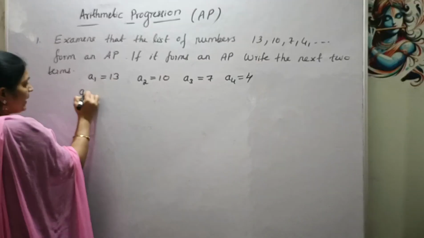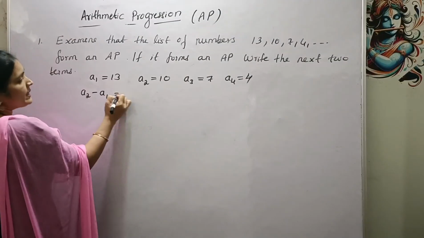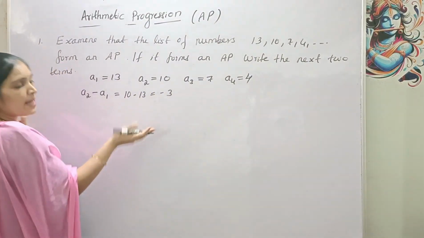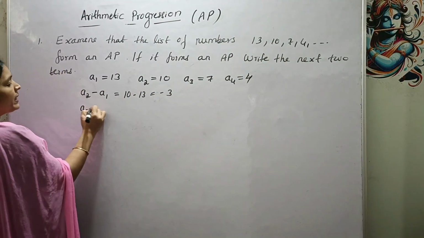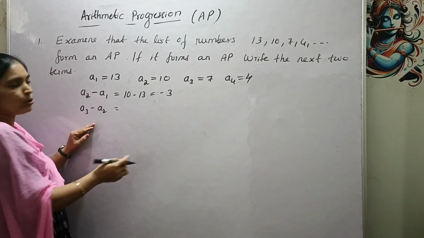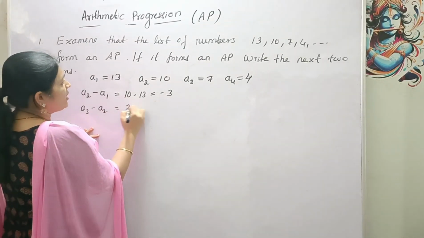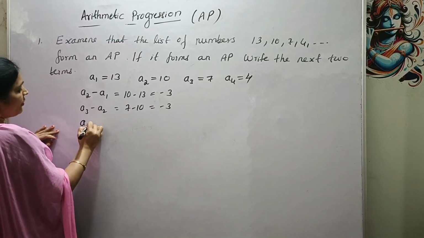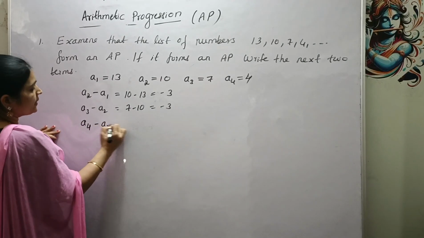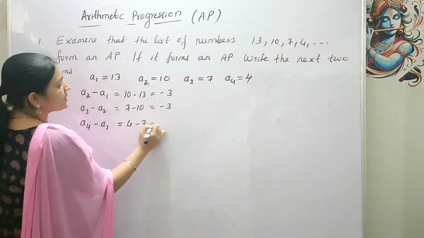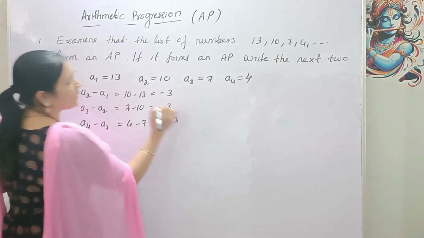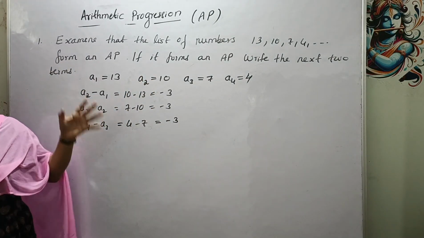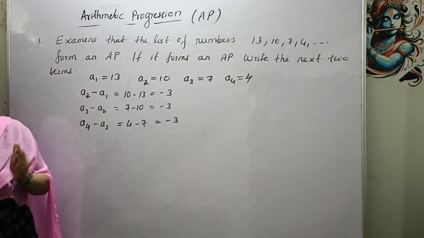That is A2 minus A1, that is equal to 10 minus 13, that is equal to minus 3. Next we will find A3 minus A2, that is equal to 7 minus 10, that is equal to minus 3. And next we will find A4 minus A3, that is equal to 4 minus 7, which is equal to minus 3. See, we have got the same difference, right? So minus 3 is the common difference.